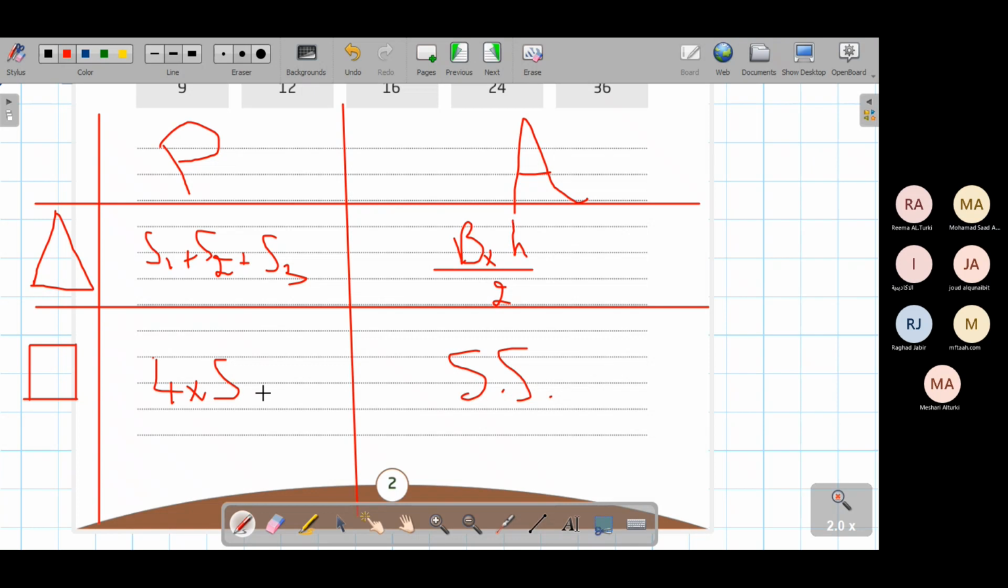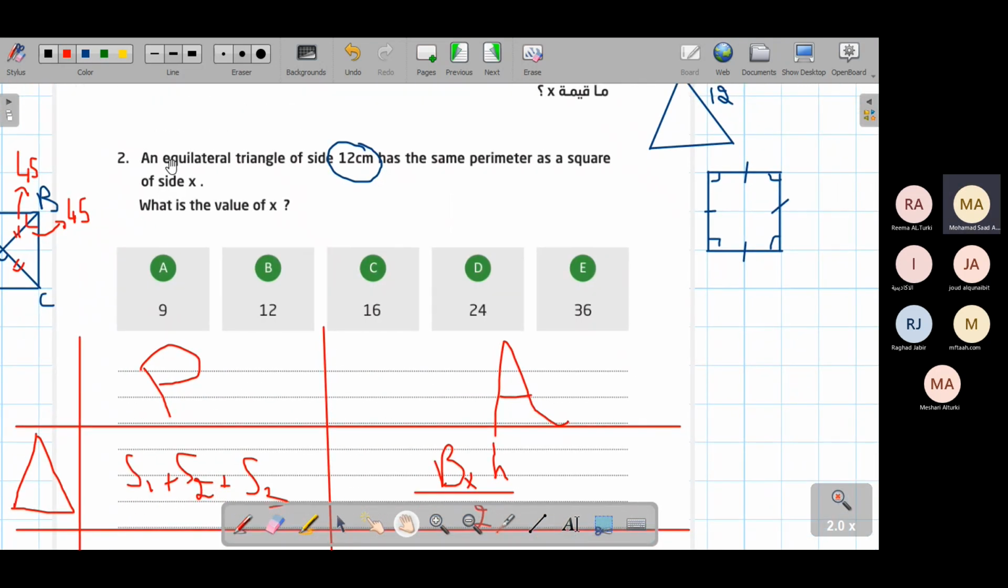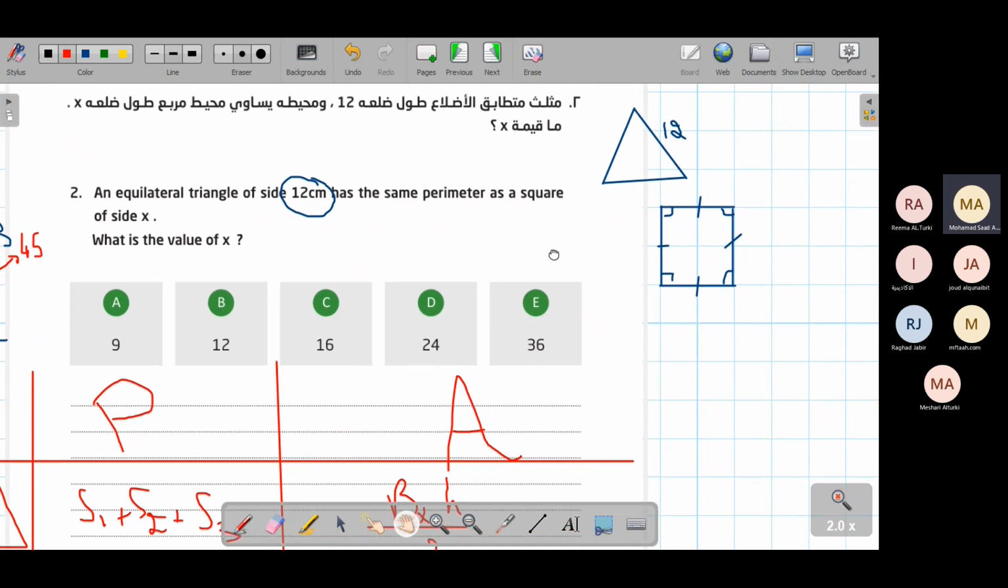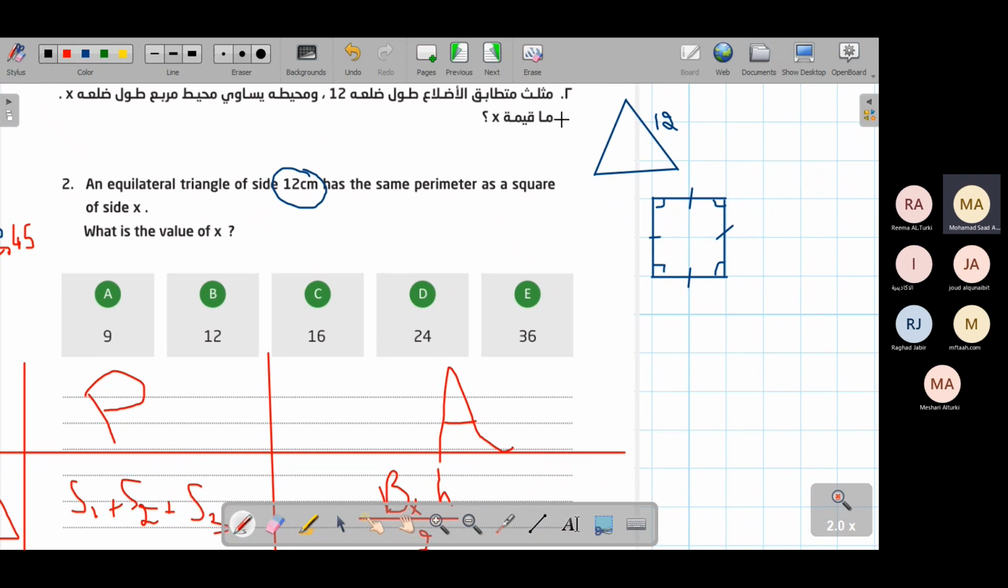Okay. So, of course, I will continue for the parallelogram and for rectangle and for trapezoid and also for the circle. But before that, we will solve this question. So now in this question, Ragad, we talk about the perimeter. The given says that the equilateral triangle has the same perimeter as a square. Give me the perimeter of the equilateral triangle. Equals to what, the perimeter?